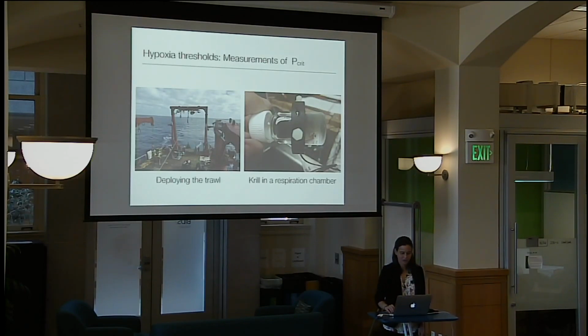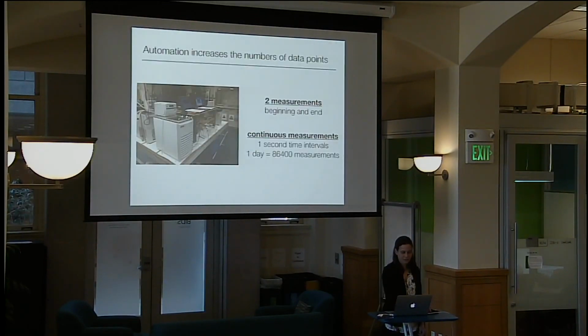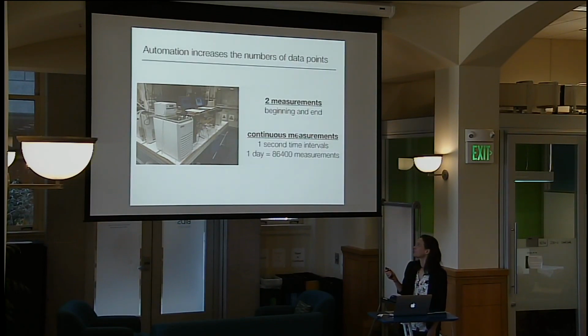Just talking to scientists on the boat, they used to be measuring oxygen at the beginning and the end of these experiments. And now they get continuous measurements at 1 second time intervals, which the software forces you to do. We were like, we don't really need 1 second time intervals, but that wasn't even really an option in the software to change. So in one day, you can get 86,400 measurements. These often go for 2 to 3 days, so you can see there's several orders of magnitude of change in the number of measurements that you're going to get out of it.